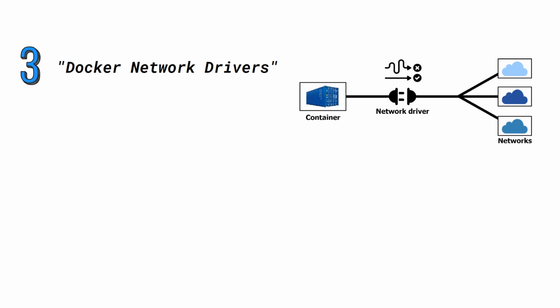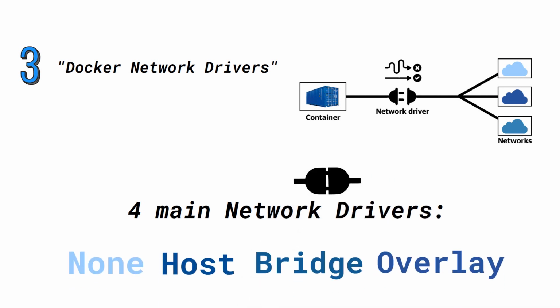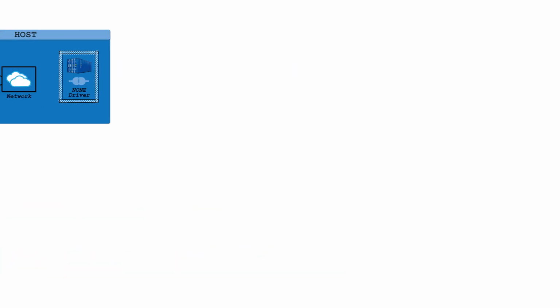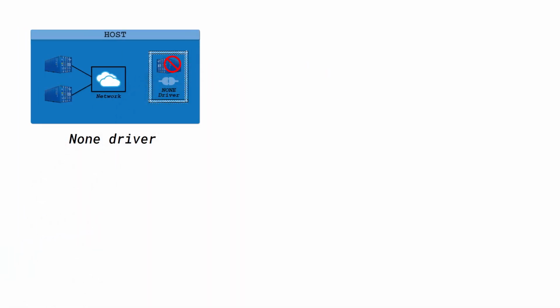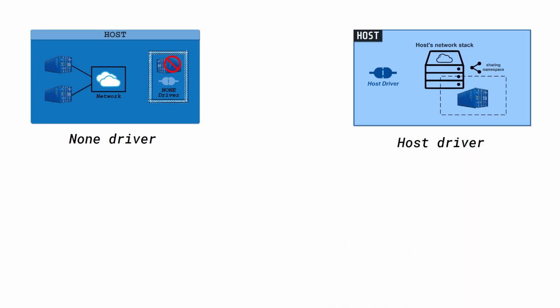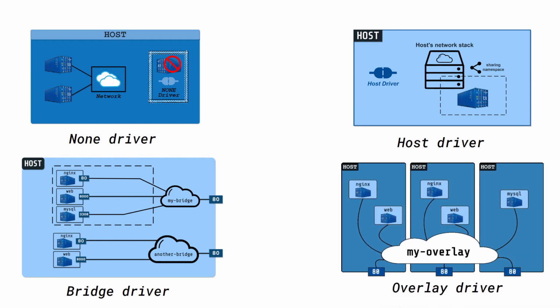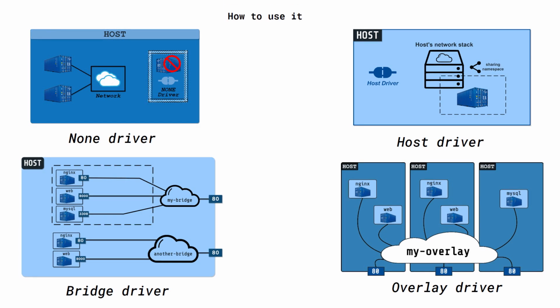We then dived into the four main network drivers: none, host, bridge, and overlay. The none driver isolates a container by disabling its network. The host driver allows a container to share the network stack of the host system. The bridge driver creates an internal network within a single Docker host. While the overlay network driver creates a distributed network able to span multiple Docker hosts. For each of the network drivers, we learned how to use it, some possible use cases, and their limitations.